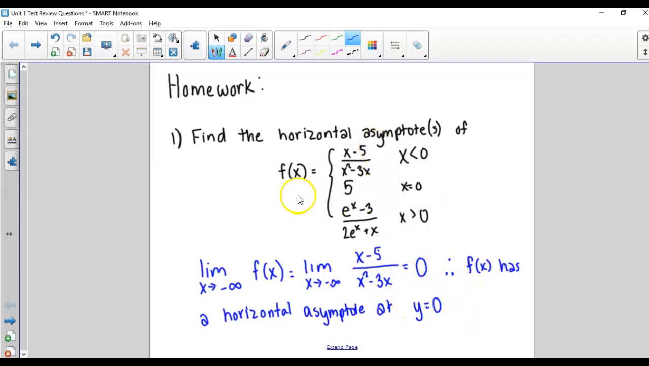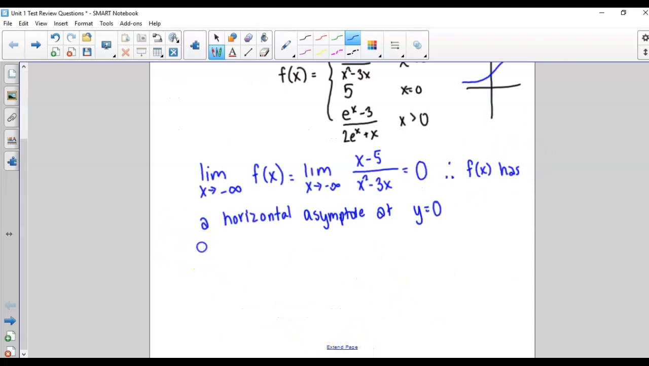Now, this is the horizontal asymptote to the left. A graph can have different ones from the left and the right. For example, those logistic functions that we looked at the other day, they looked something like this. So they had a different horizontal asymptote on the left than they did on the right. So we also have to look at the limit as x approaches infinity of f of x. And in this case, we're looking at that bottom function.